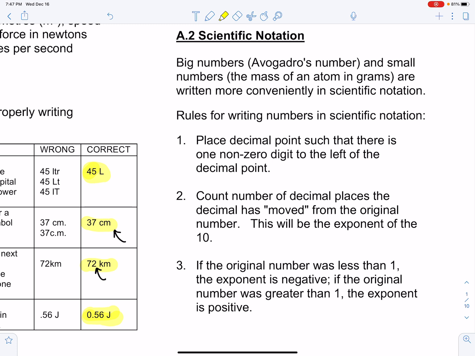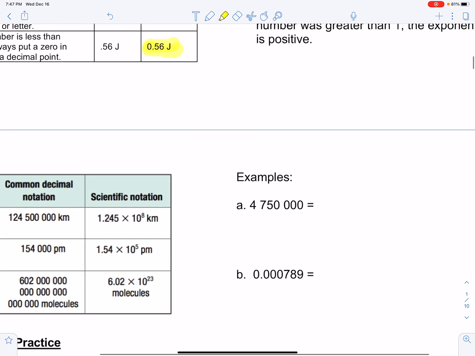Rule number 2, count the number of decimal places the decimal has moved from the original number. This will be the exponent of the power 10. Number 3, if the original number was less than 1, the exponent is negative. If the original number was greater than 1, the exponent is positive. Now these numbers will make more sense if we look at a couple of examples.